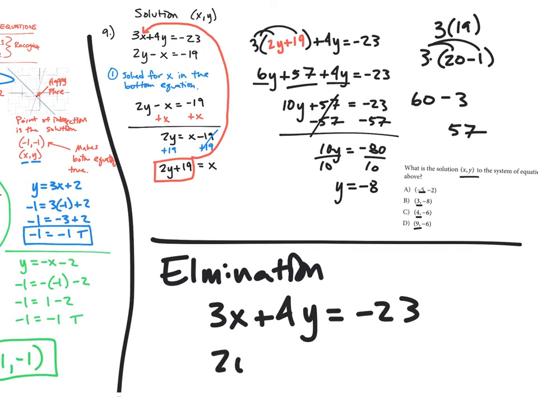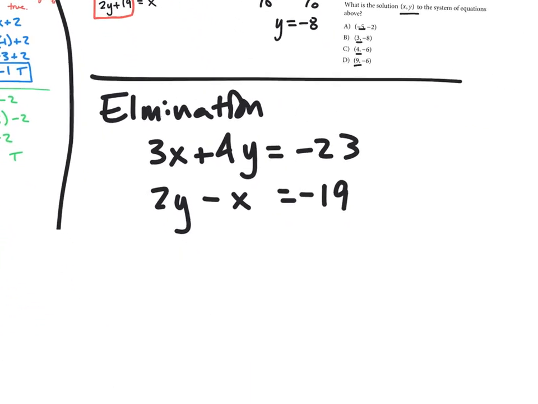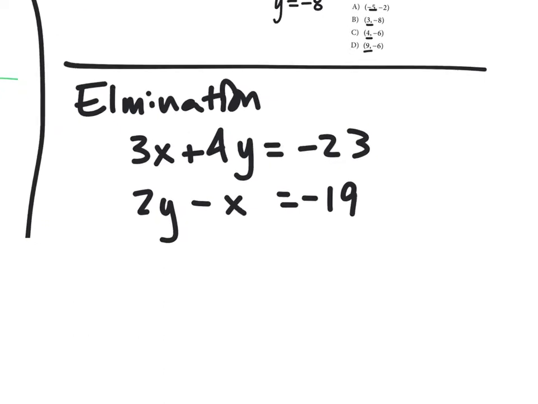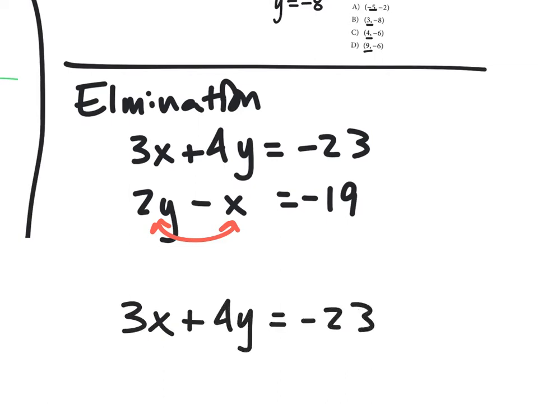Okay, and I've got 2y minus x equals negative 19. So solving this using elimination, first thing I want to do is line up my x's and line up my y's. So I'm going to reorder these two numbers here and flip them. And I'm going to rewrite this 3x plus 4y equals negative 23. And I'm going to write negative x plus 2y equals negative 19.